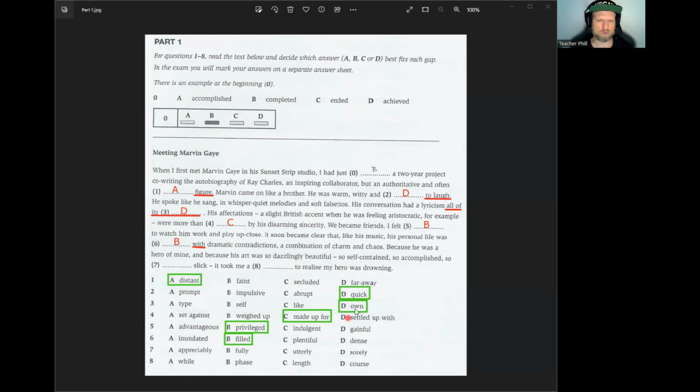Okay, so let's move on to 7, because he was a hero of mine and because his art was so dazzlingly beautiful. What beautiful language they use here.